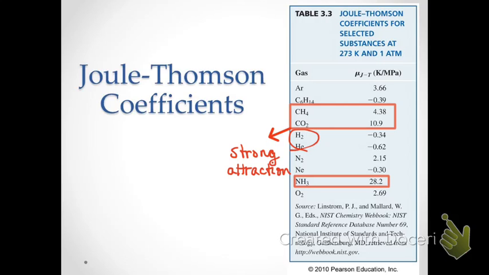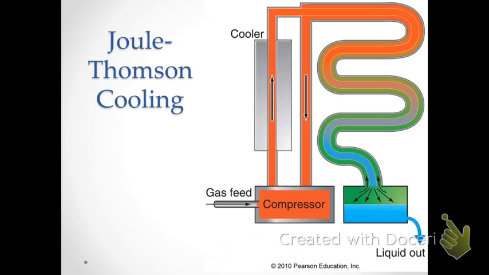Ammonia is even larger, 28.2. It's almost 3 times the value of the coefficient for carbon dioxide. So ammonia's attractive interactions are incredibly strong, and we can explain that simply because there's hydrogen bonding in ammonia. We know it's going to have very strong interactions, so we do see that reflected in a very large Joule-Thomson coefficient. It's important to note, of course, that the Joule-Thomson coefficient is in fact temperature and pressure dependent, as indicated on the previous slide, and that the values here are specified at 273 Kelvin and 1 atmosphere.